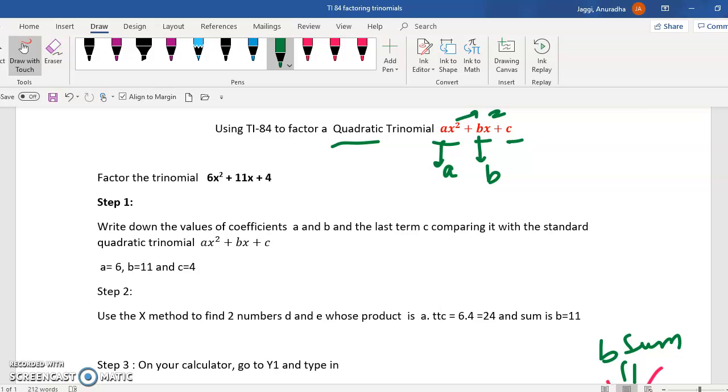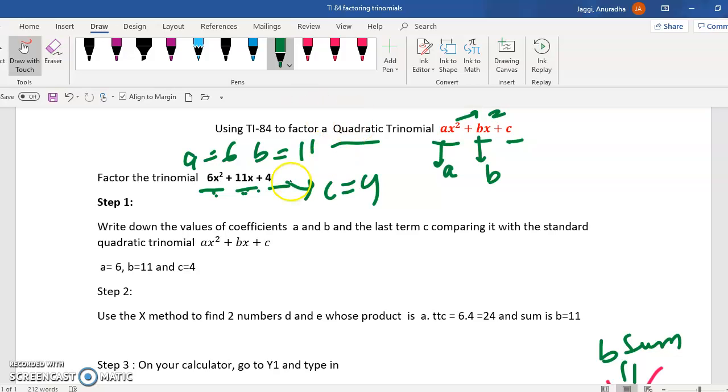So this is an example of a quadratic trinomial: 6x squared plus 11x plus 4. If I compare it, a is equal to 6, b is equal to 11, which is the coefficient of x, and c is equal to 4. So a is the coefficient of x squared, and b is the coefficient of x. A coefficient is a number which is multiplied with that exponent. x squared is multiplied with 6, so 6 is the coefficient of x squared. Similarly, 11 is the coefficient of x.